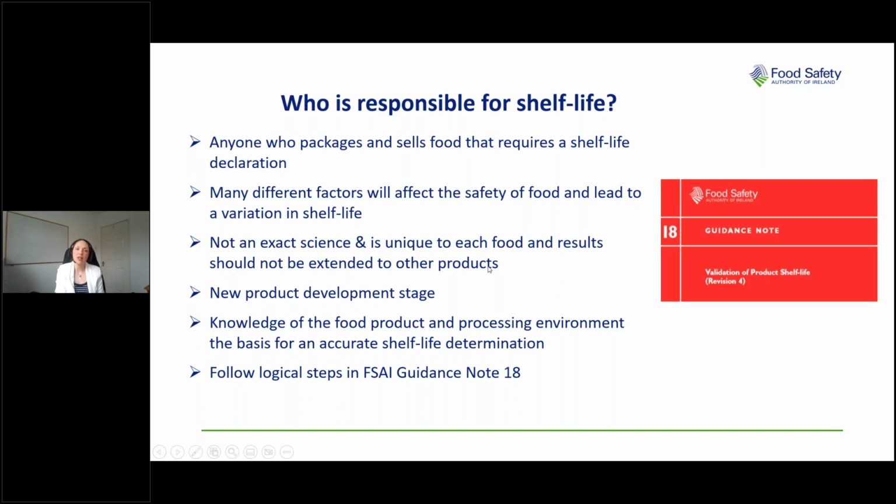It's best to develop shelf life at the new product development stage. And I would say, you as the food business operator, it's your knowledge of your own food product and your processing environments that's the best basis for determining an accurate shelf life determination. In FSAI, we have Guidance Note 18, and this is our guidance on establishing and validating product shelf life. So we would recommend that you follow the steps in Guidance Note 18. Today I'm going to give you a quick overview of those steps, but if you really want the detail, I'd recommend you go to our guidance note. Just to note, currently Guidance Note 18 is on revision 4, but it's being updated, and we expect to publish revision 5 in the coming weeks.